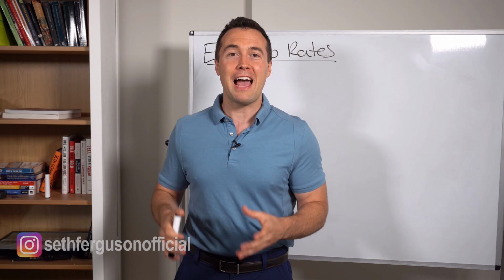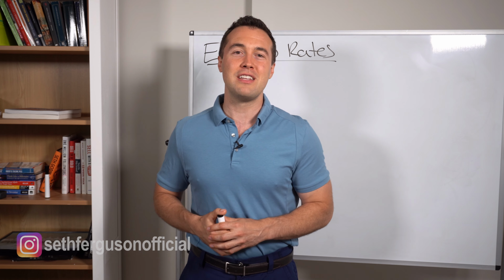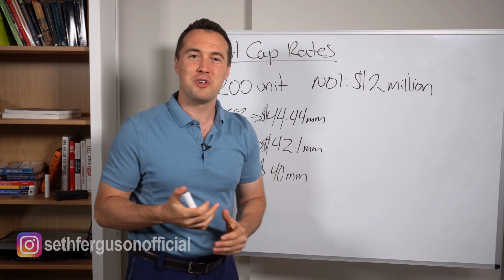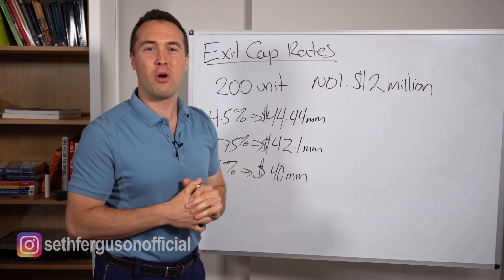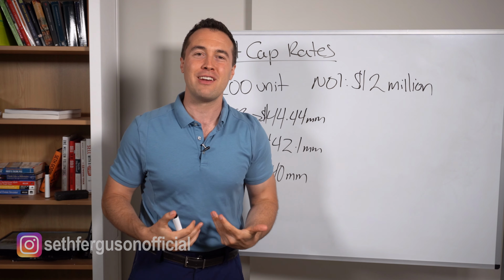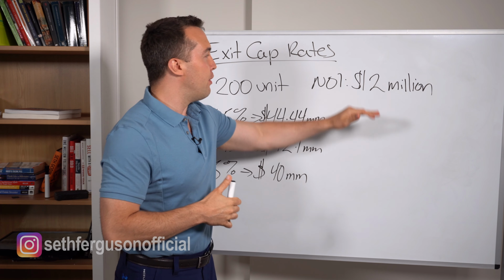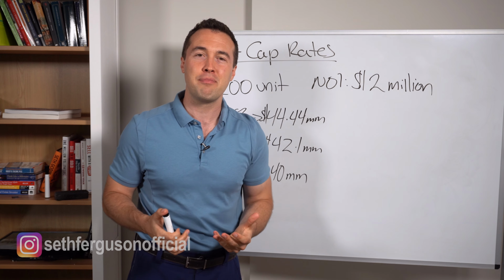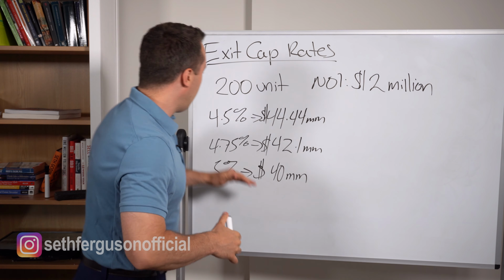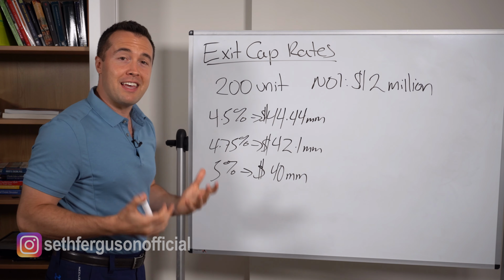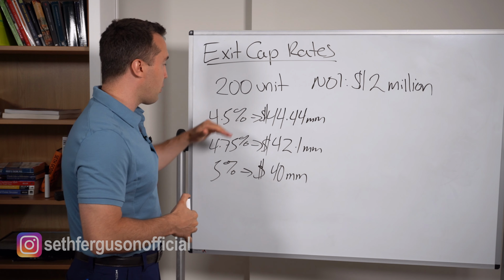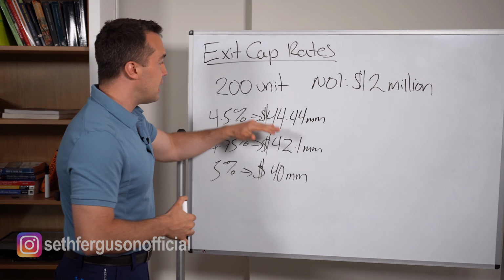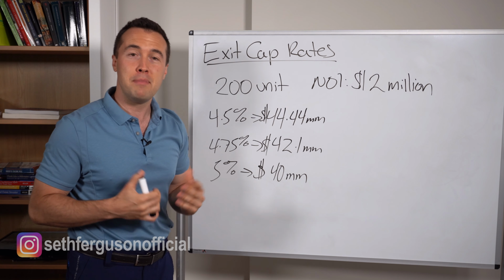So let's take a look at an example that will show us the difference that a cap rate can make. For this example, let's assume we're taking a look at a 200-unit property that produces an NOI, or net operating income, of $2 million. Now, how does this $2 million NOI get affected by an exit cap rate? Well, let's say we are using an exit cap or terminal cap rate of 4.5%. The value of that property that we are projecting is $44.44 million.